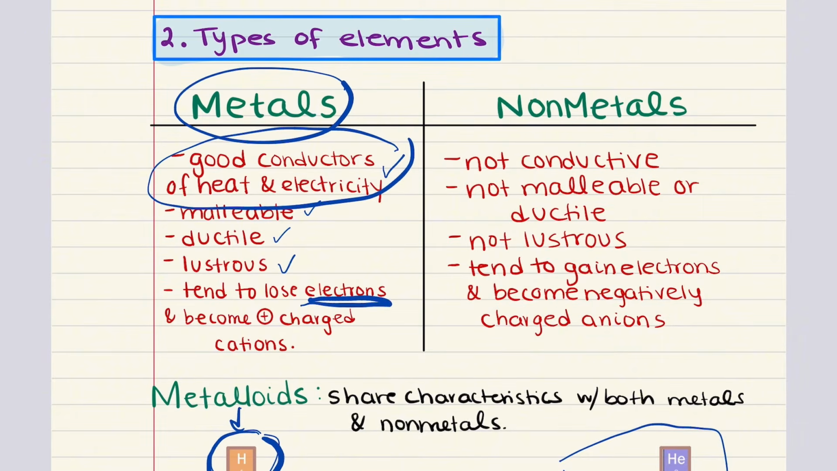All right, so we talked about metals. Now we've talked about nonmetals. Main takeaways for nonmetals: they're not conductive, not malleable or ductile, not shiny, and they tend to gain electrons and become negatively charged anions. So the complete opposite of metals.